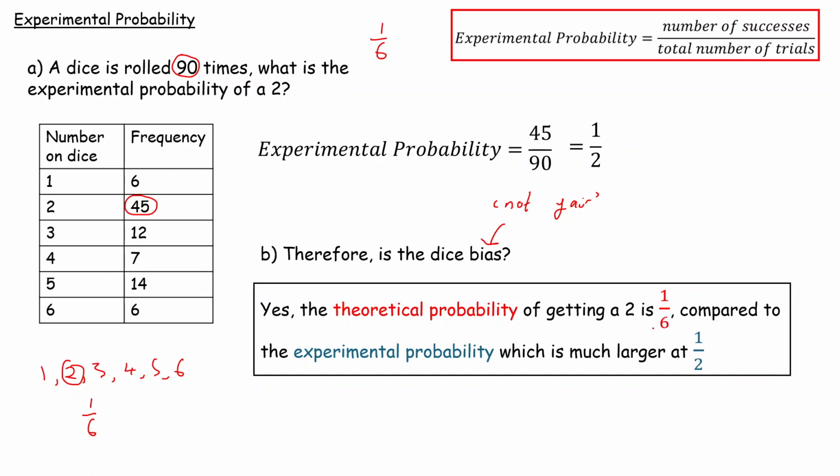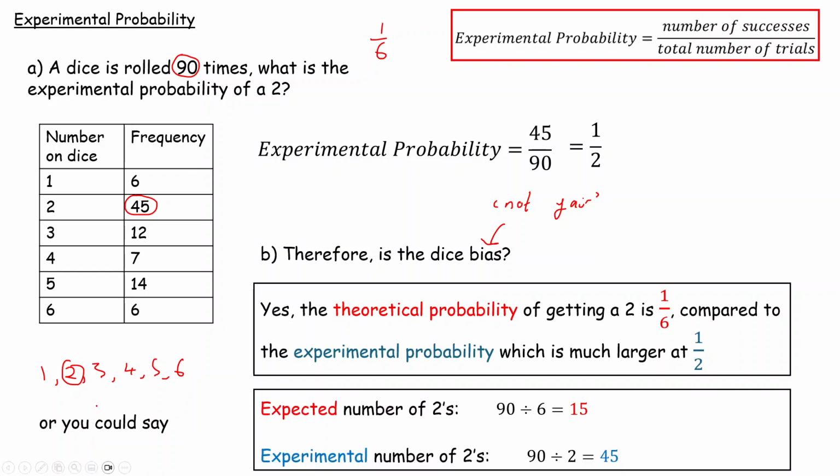We can also look at this in a slightly different way. We would expect to get 15 number 2s. Because if you roll a dice 90 times and the theoretical probability, the expected, is 1/6, you would expect to get a number 2 1/6 of the time. And how do you find a sixth of 90? Well, you would do 90 divided by 6. 90 divided by 6 is 15. So you'd expect, in theory, to get 15 number 2s.